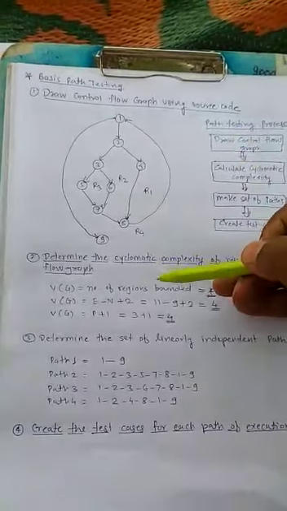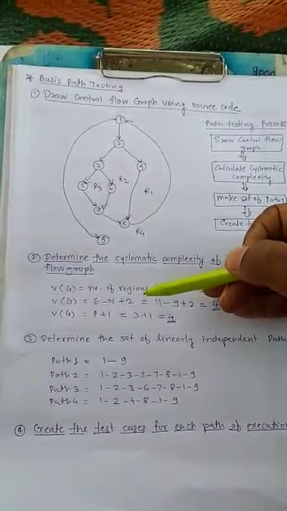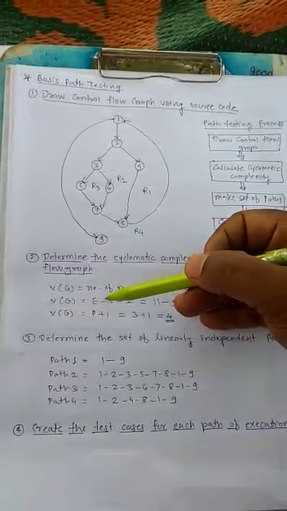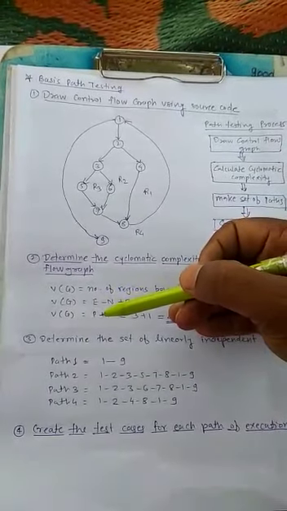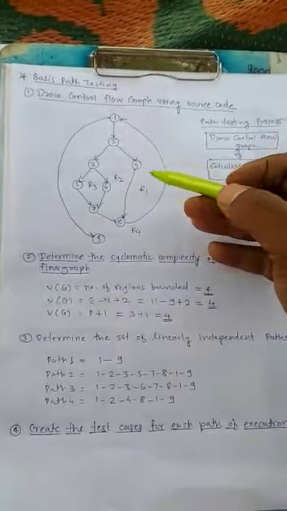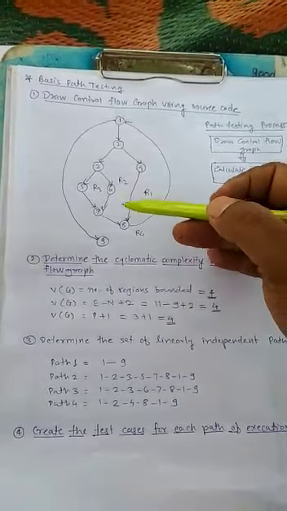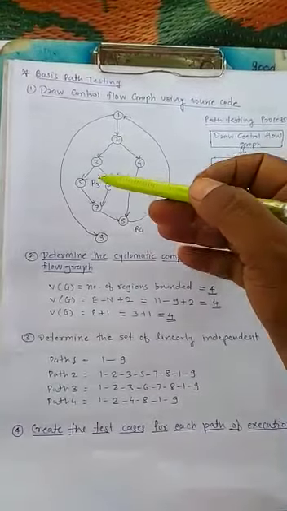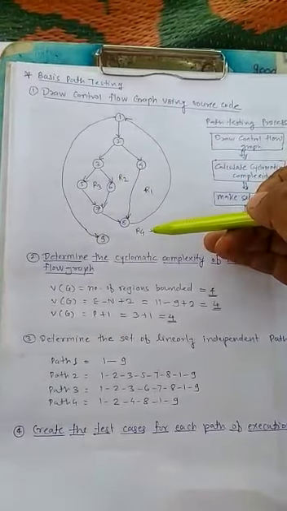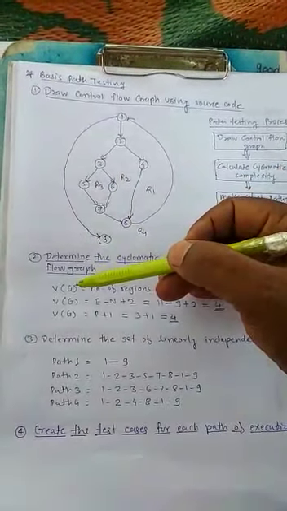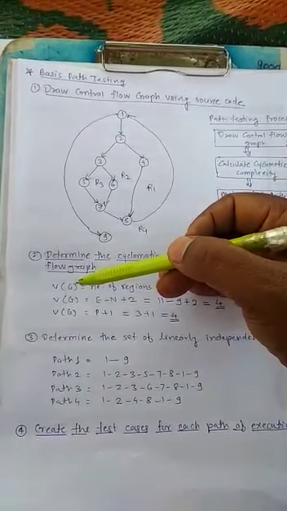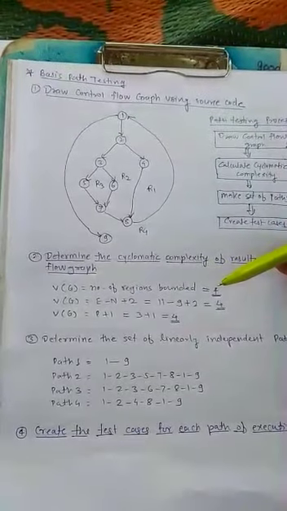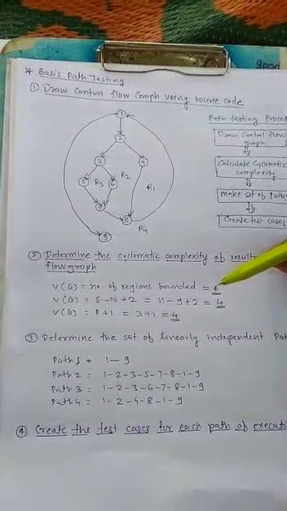We know that there are 3 ways to compute the cyclomatic complexity: by using the number of regions, by using the number of edges and nodes, and by using the number of predicate nodes. In this flow graph there are a total of 4 bounded regions, that is R1, R2, R3 and R4. So the cyclomatic complexity for the flow graph G is equal to the number of bounded regions, that is 4. That means our cyclomatic complexity is 4.